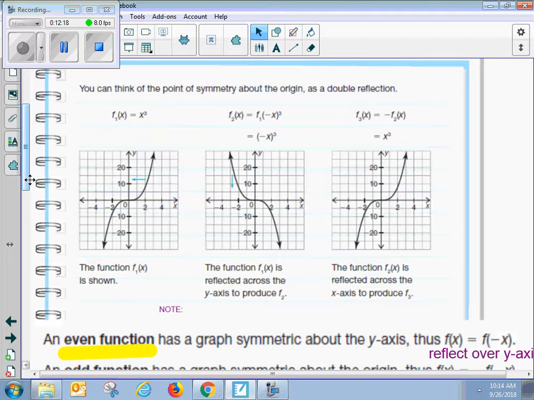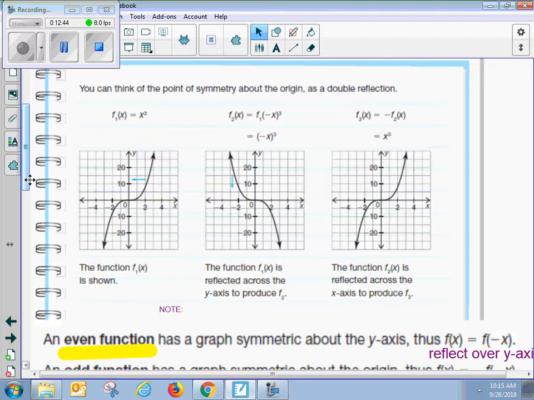To be odd, I'm going to take what's in quadrant 1 and reflect it over the y-axis, which is picture number 2. Then you see the blue arrow saying now reflect it over the x-axis as well, which gives you picture number 3. Do pictures 1 and 3 look alike? That's called being symmetric about the origin.